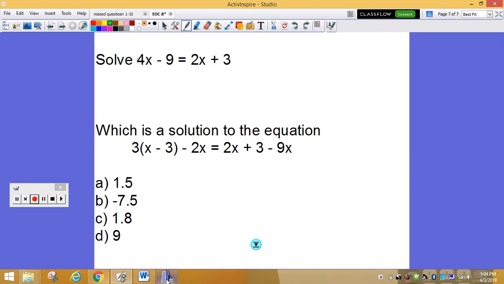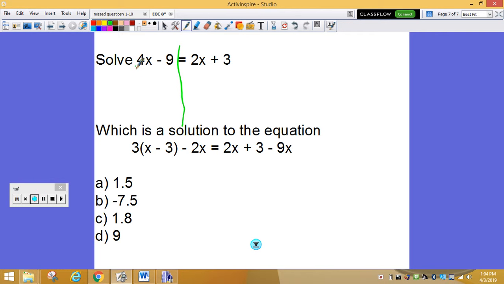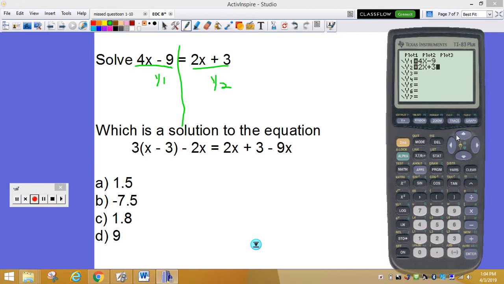Okay, what about solving equations? It's been a while since we did this. Normally we talked about you move your x's to one side, your numbers to the other side. I'm going to show you how you can do it in your calculator. So go to y equals. We're going to start typing until we see an equal sign. So I'm going to type 4x minus 9. Then I see an equal sign, so I'm going to hit enter. That's going to get me down to y2. And then I'm going to keep typing 2x plus 3. So the first half goes on y1 and the second half goes on y2. Okay, so again, that's what it looks like. And we're going to graph it.